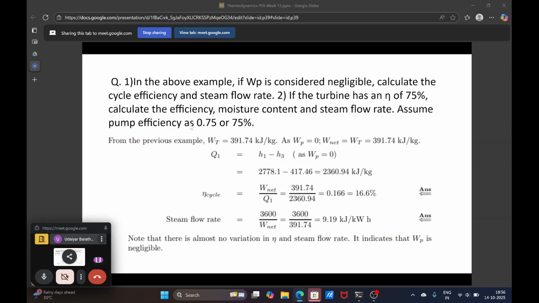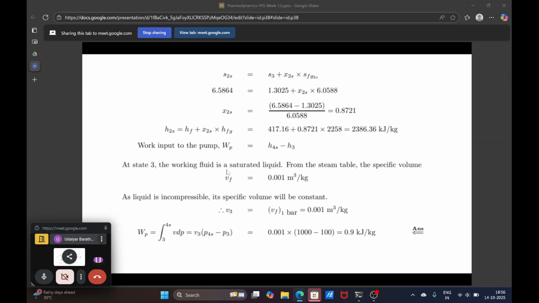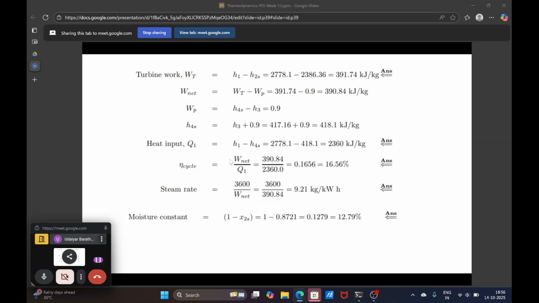Next we need to find the heat input. For that we need to know the enthalpy at 4S. H4S, from the pump work, comes out to be 418.1 kilojoule per kg. So heat input is H1 minus H4S, so 2778.1 minus 418.1 gives you 2360 kilojoule per kg. That is the heat input.